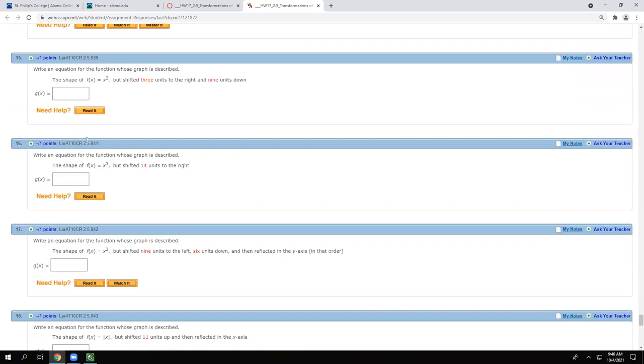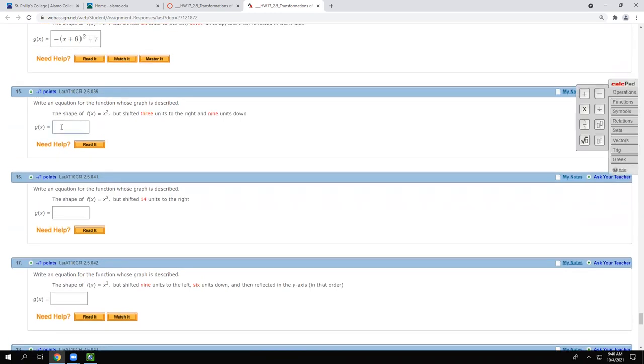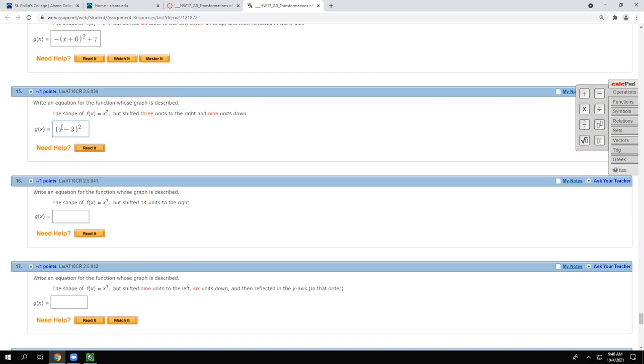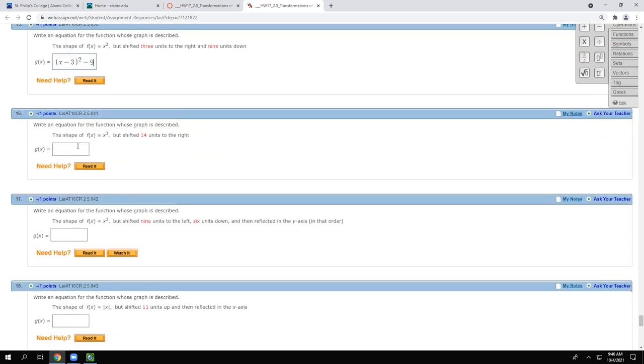Good. What about this one? The parent is squared, but it shifted 3 to the right and 9 down. Mm-hmm. Minus 3, good. And then on up or down? Down, minus 9. Yep. What about this one? Where does the 14 go? Almost. We got them backwards, right?